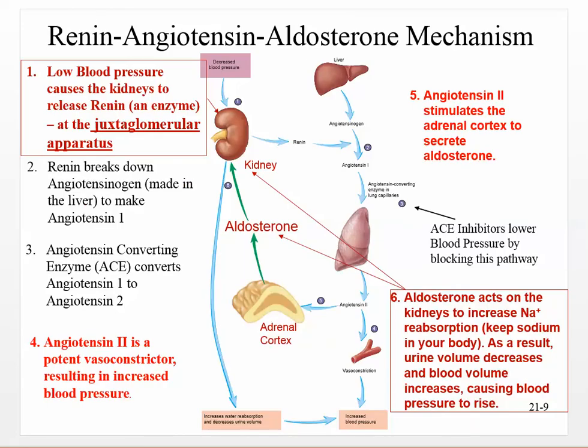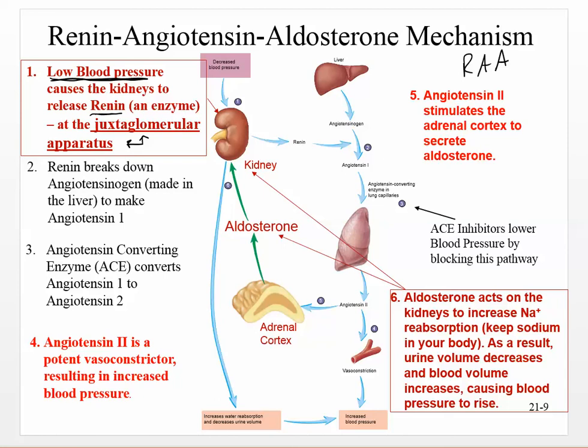Okay, so let's go back and talk about this renin angiotensin aldosterone mechanism, the RAA. So we talked about this in the circulatory system. So low blood pressure, so when your blood pressure really starts to fall, that's going to cause the kidneys to release this molecule renin. And remember, that was at the juxtaglomerular apparatus, those macula densa cells. So the JG cells will release this molecule called renin. And I have these in red because those are the big things that happen.